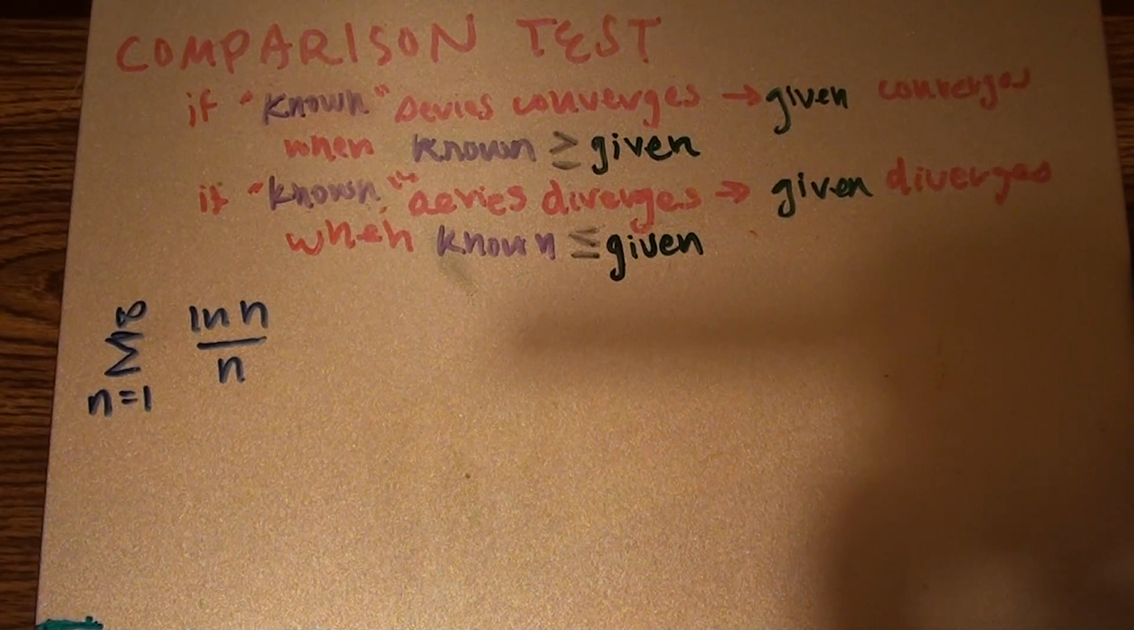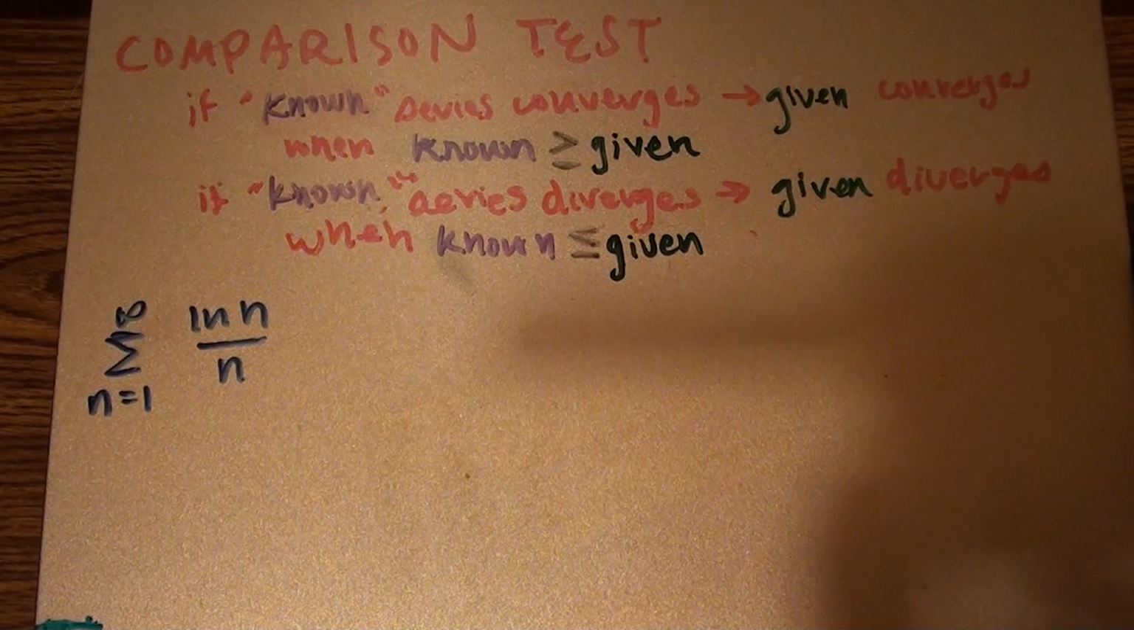So the comparison test states that if a known series converges, then our given series, like our example problems, the problems that we're trying to determine whether or not they converge or diverge, will converge when we know that the known series is greater than or equal to the given series. Similarly, if the known series diverges, then we know the given series diverges when the known series is less than the given series. So let's see how this works.